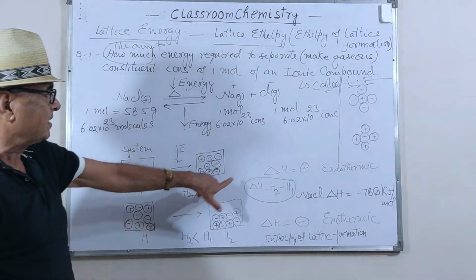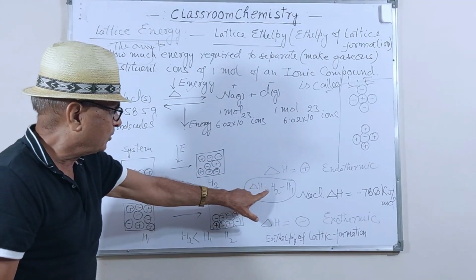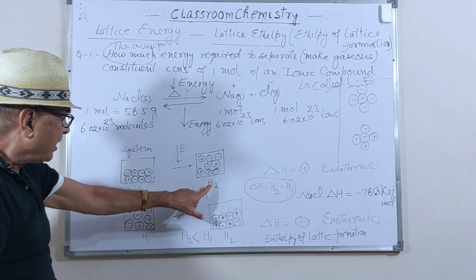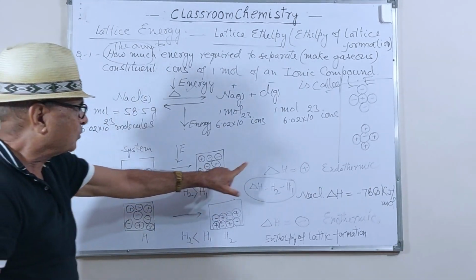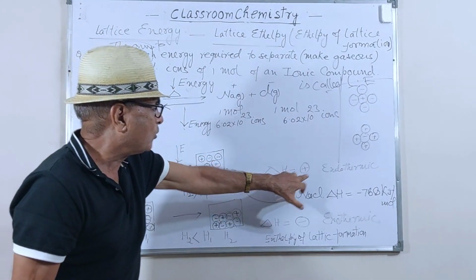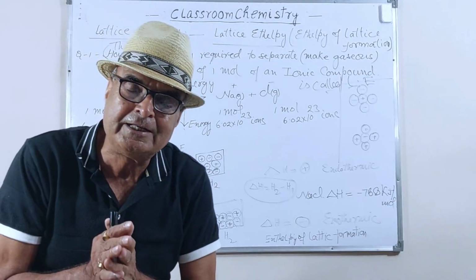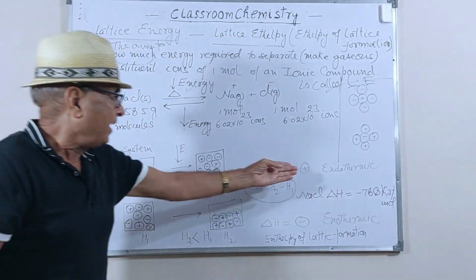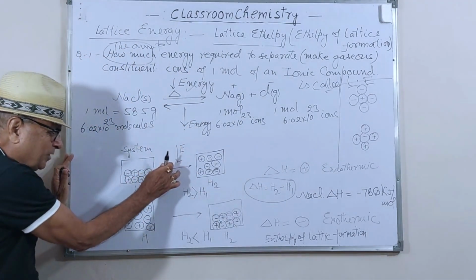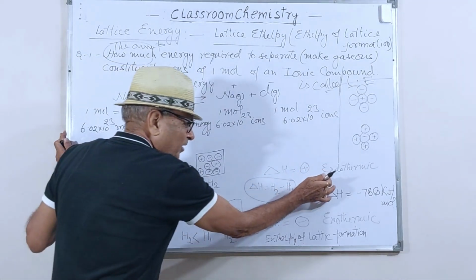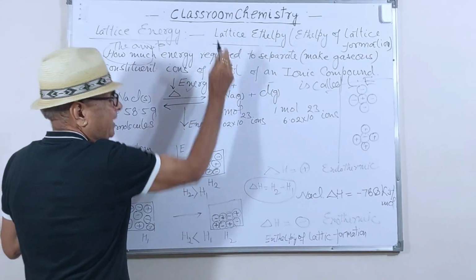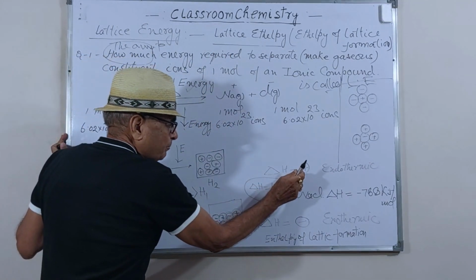Hence delta H is equal to H2 minus H1. As H2 is greater, the lattice enthalpy delta H will be positive. This is endothermic because energy is absorbed in this reaction. So in an endothermic reaction, the lattice enthalpy you will find is positive.